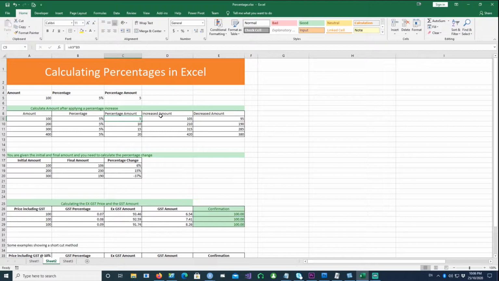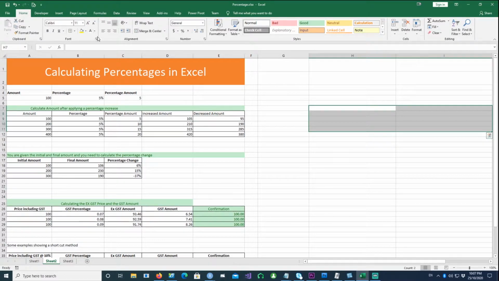How do you get the increased amount? You get the increased amount by using the amount multiplied by, open brackets, 1 plus percentage. So that gives you the increased amount. For a decreased amount, let's say you have an item price which is $100, and then you want to discount it by 5%, then you simply apply a minus there instead of a plus. Plus goes for increase and minus goes for decrease.